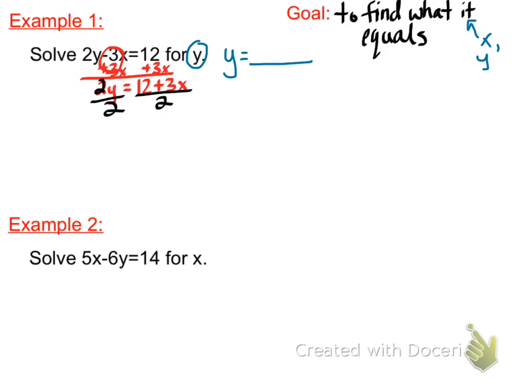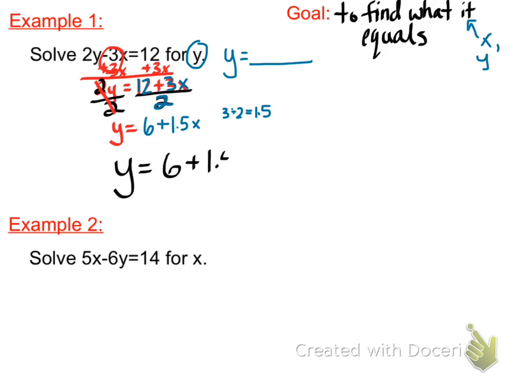And what I do on the left, I have to do on the right. So the left side is y. The right side, everything gets divided by 2. So 12 divided by 2 is 6, plus 3x divided by 2. Well, that's 1.5x because 3 divided by 2 is 1.5. And that was the number of x's I was dividing. So 1.5x. That is actually the answer. y equals 6 plus 1.5x. That's the solution to this problem.